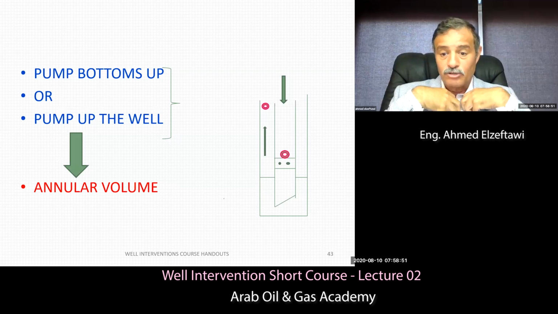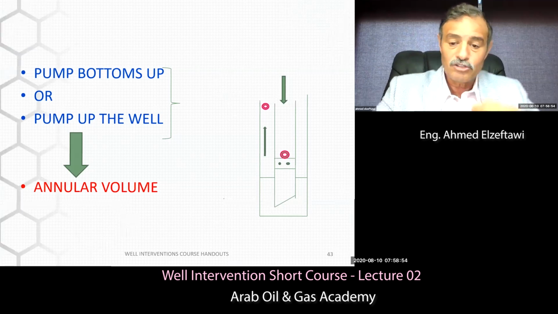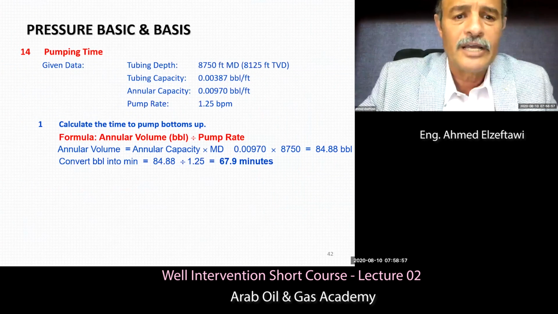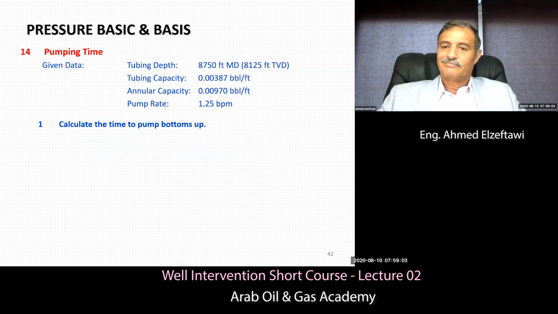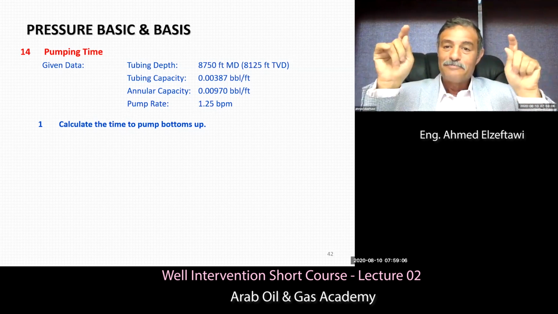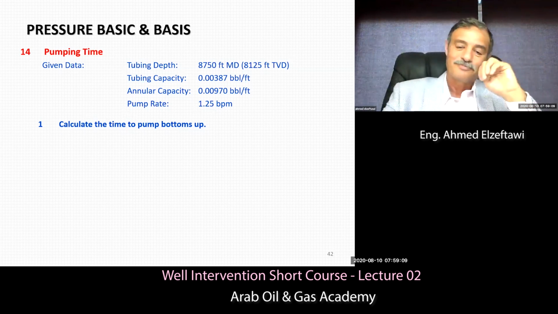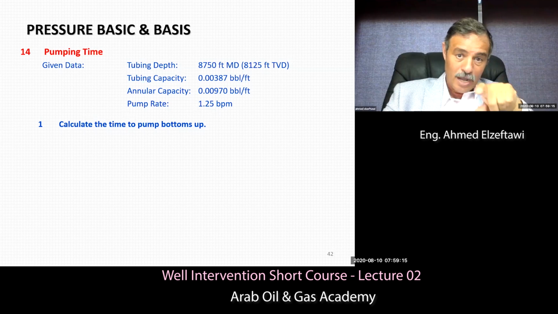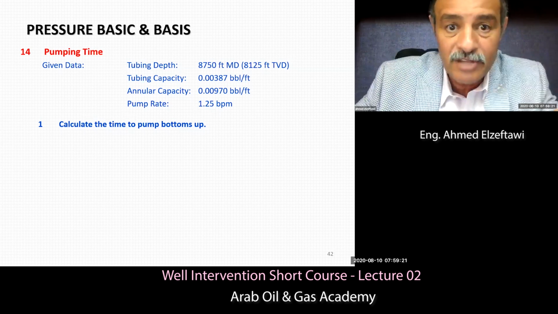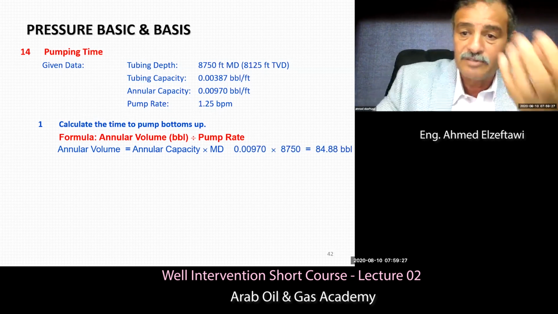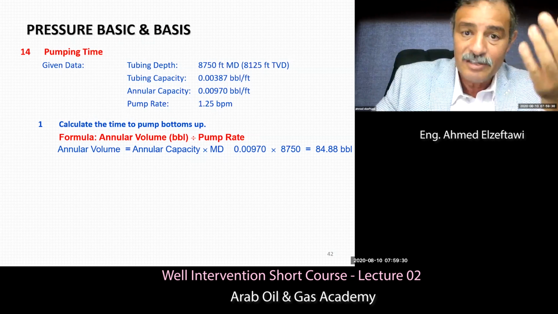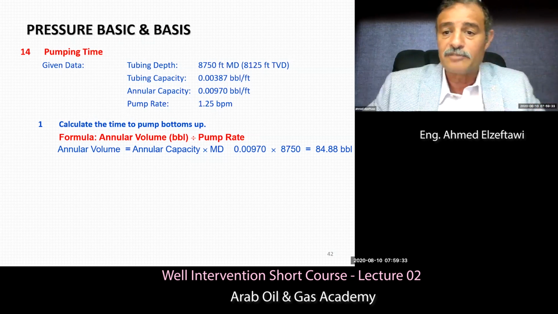Unless I try to play smart with you and change the question here, telling you to calculate the time to pump the bottoms up, and then between parentheses I tell you reverse circulation. If it is reverse circulation, pump the bottoms up means tubing volume. So now how to calculate the time to pump the bottoms up: annular volume. Do I have the annular volume? Yes, I have the annular capacity. I multiply it by the measured depths. It gives me the barrels, divided by pump rate. I need 68 minutes.